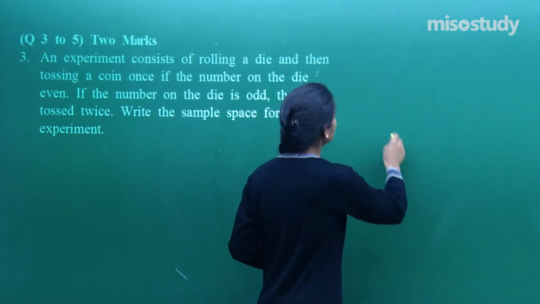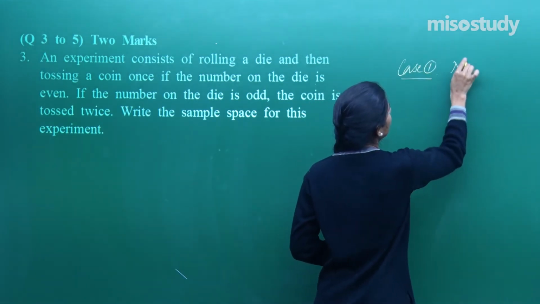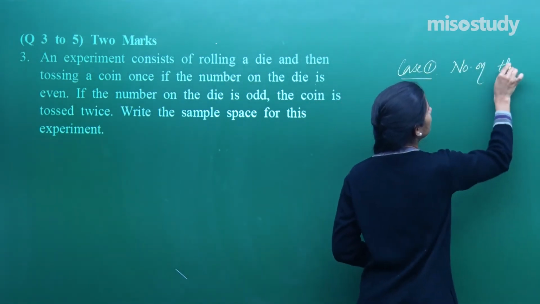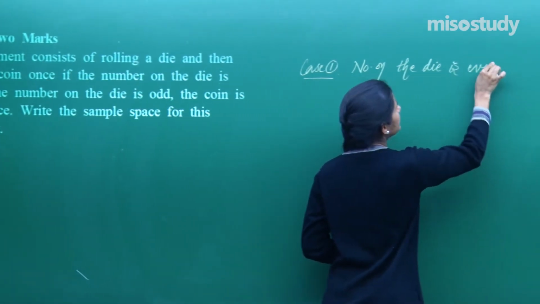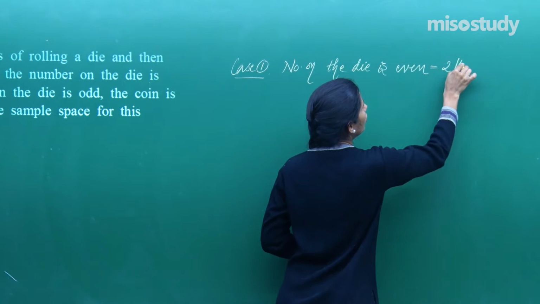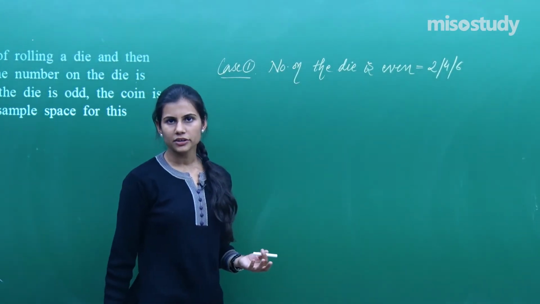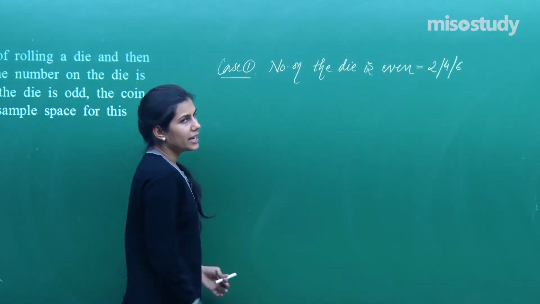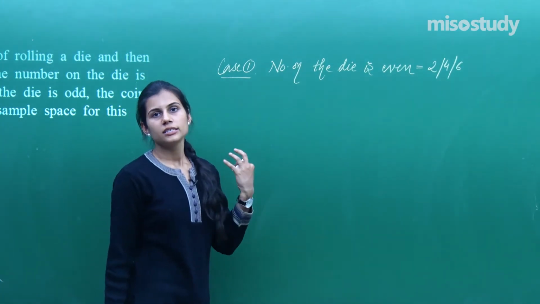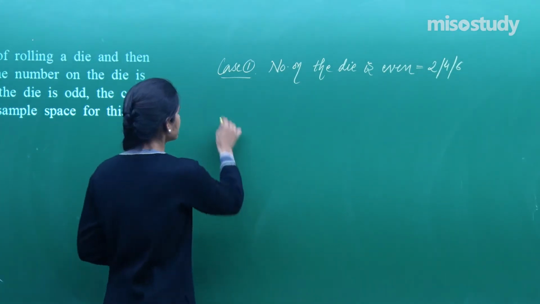It's very easy. Case 1, number on the die is even. That means it is 2 or 4 or 6. Only 6 outcomes occur in a die: 1, 2, 3, 4, 5, 6. Out of that, 3 are even. If number on the die is even, then the coin is tossed just once. So head can come or tail can come. What is the sample space?